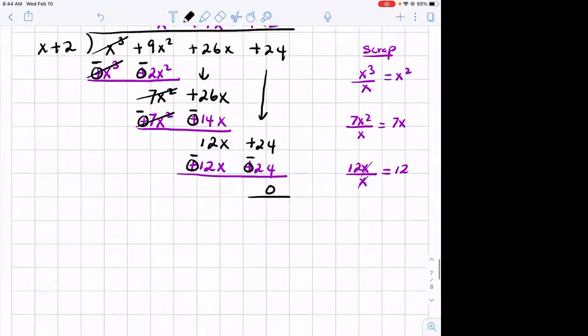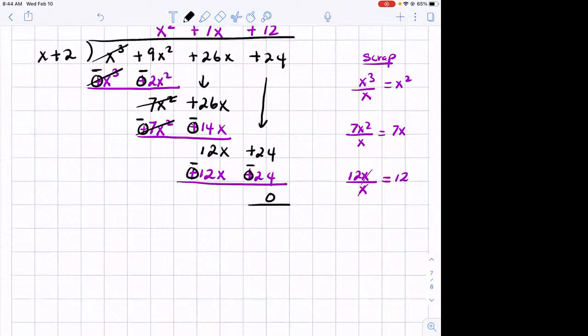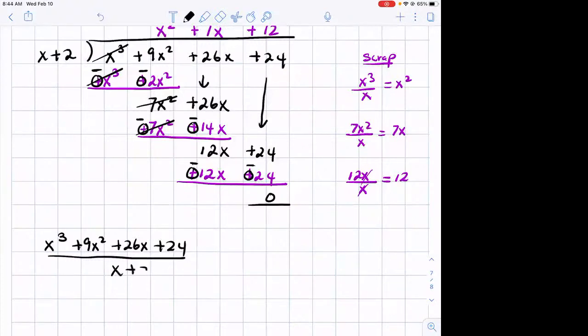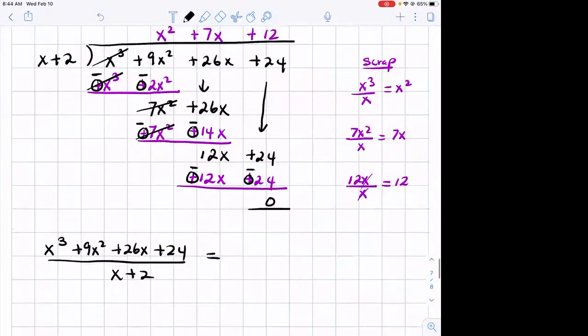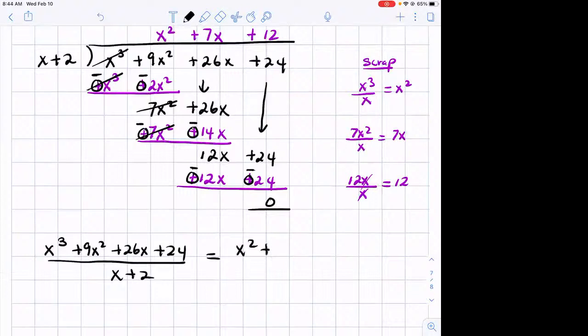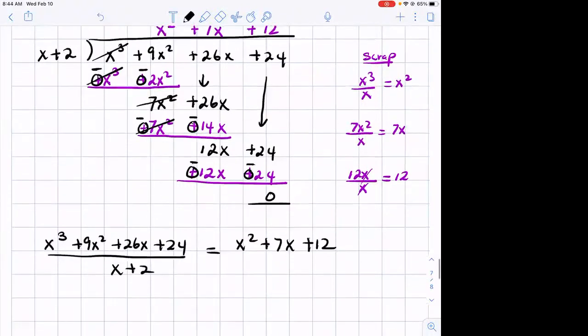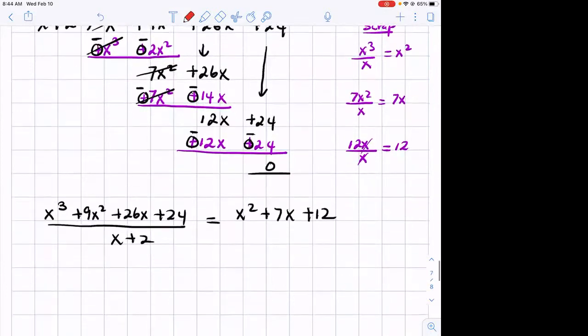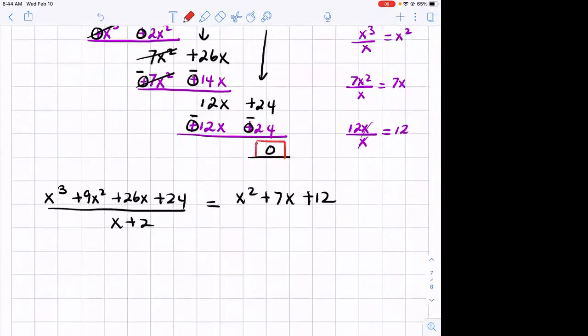Okay, so what do we have? It's telling me that x cubed plus 9x squared plus 26x plus 24 divided by x plus 2 is equal to x squared plus 7x plus 12. Now here is something that I should point out, and I want you to pay very close attention to this. Your remainder is 0.